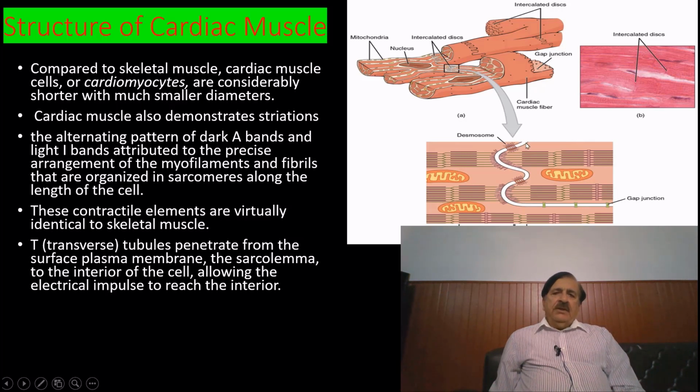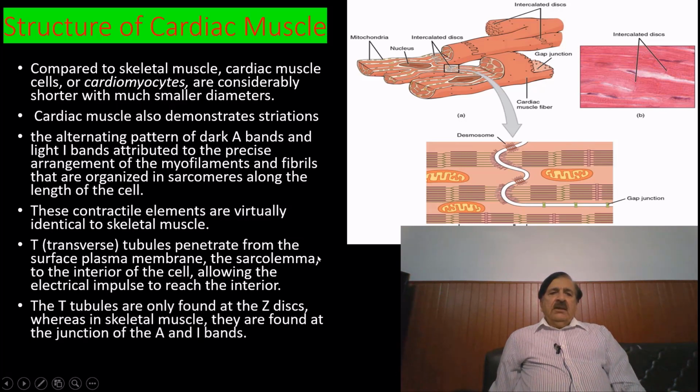The T tubules, you can see, originate from the sarcolemma or membrane of the muscle cell and penetrate deeply into the cardiac muscle cell. In this way, they are connected with the exterior, or extracellular fluid. The T tubules are only found at the Z disc, whereas in skeletal muscle they are found at the junction of the A and I band.